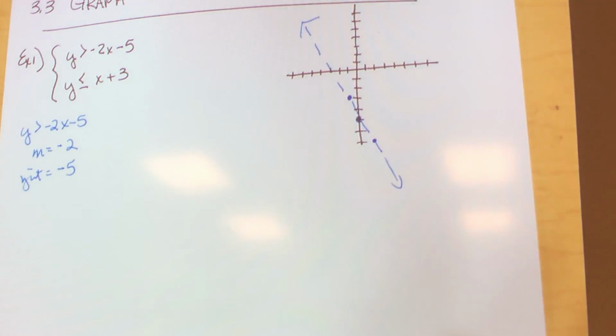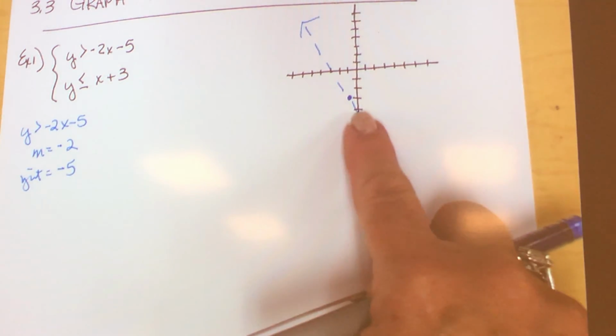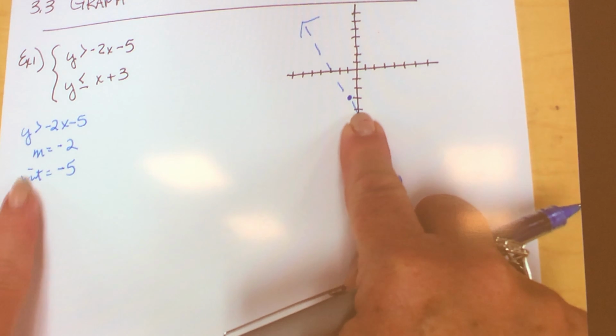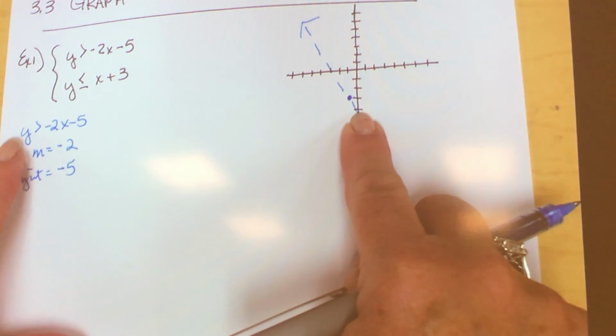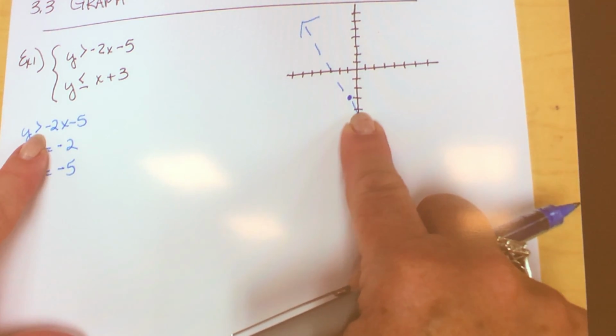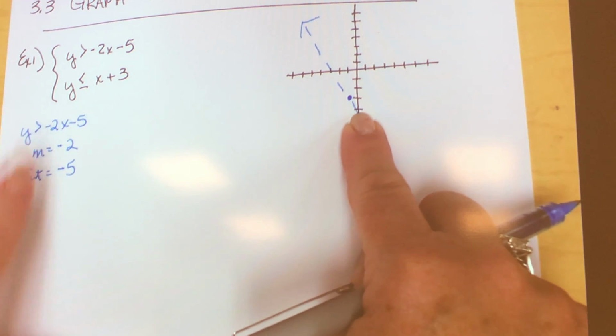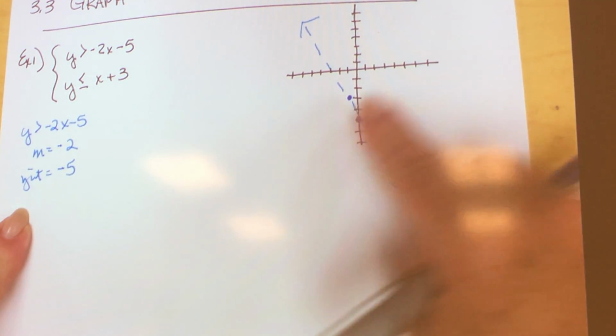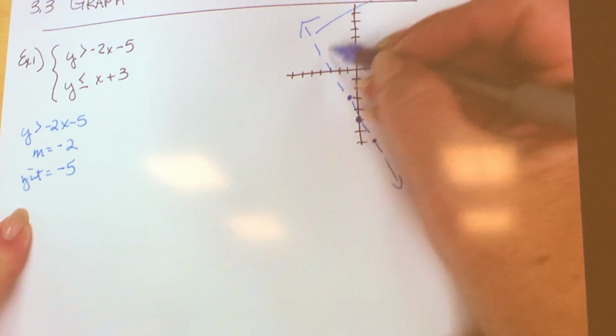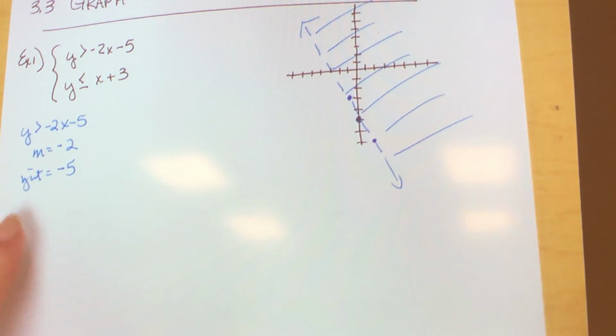Okay? Remember how I told you how to shade? Put your finger where it crosses the y-axis and then read what kind of y's you want. I want the y's that are greater than. Would that be above my finger or below my finger? Above. So I shade that portion of the line. Now don't go crazy with your shading, okay? Because you'll cover up your whole graph.